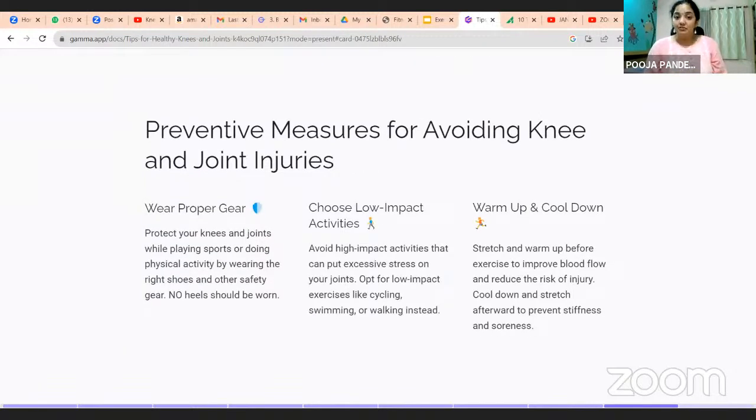How do we prevent injuries, or what are the measures for avoiding knee and joint problems? As I said, invest in good shoes.